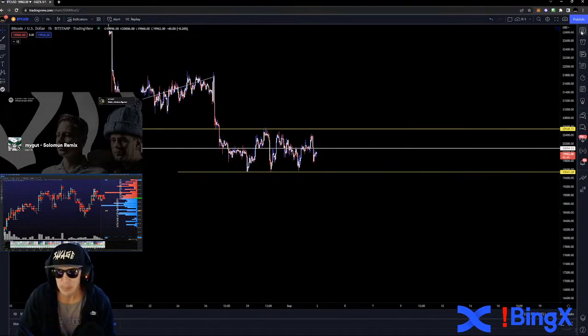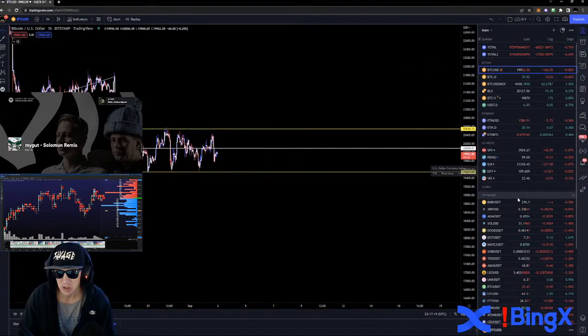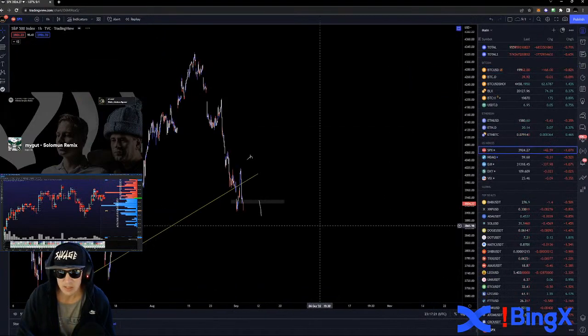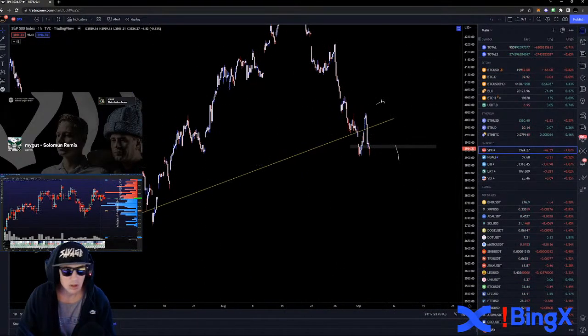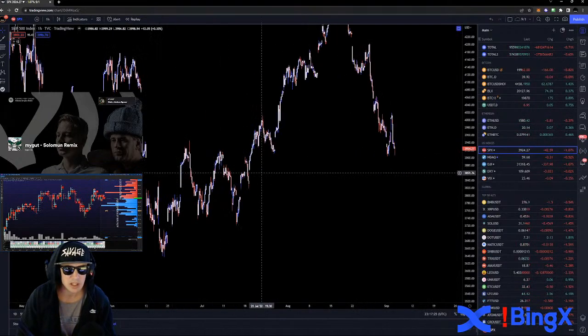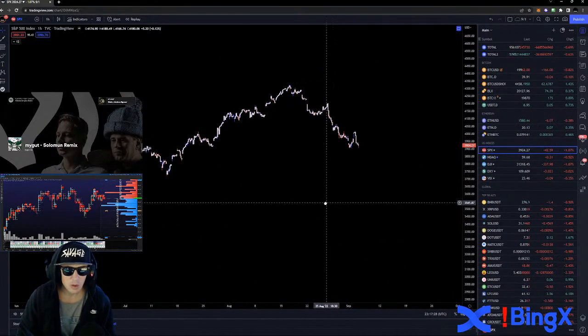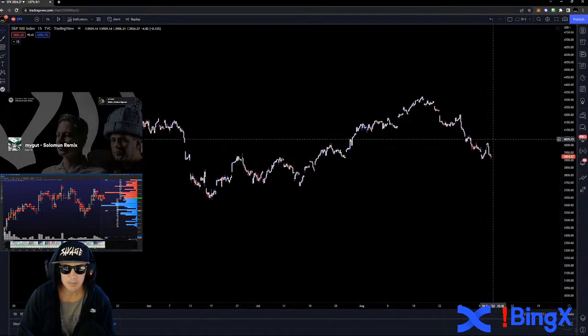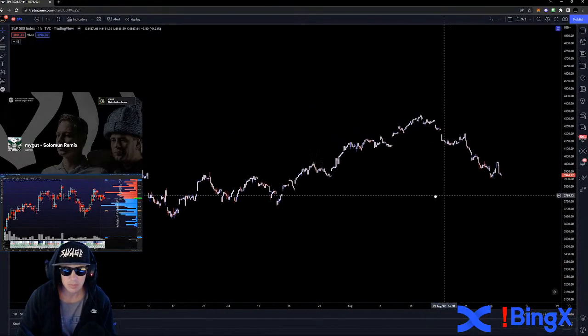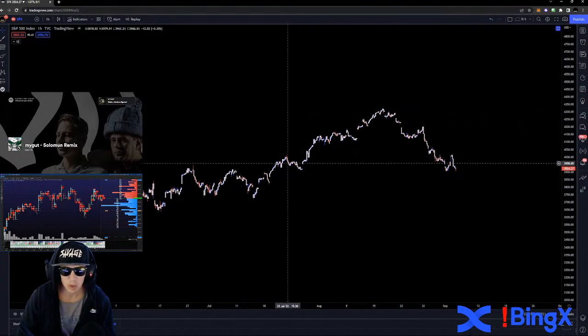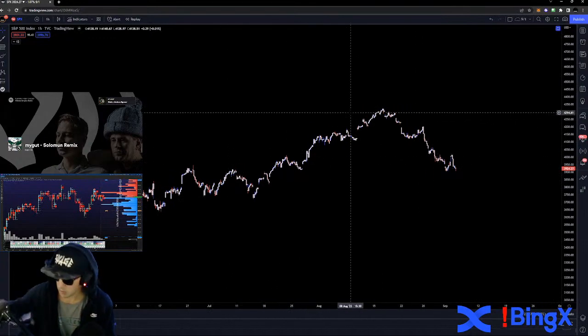What has happened is, and I talked about this earlier on stream, we'll go over here to the S&P. What has happened is, here's the S&P hourly. Okay, nice move up. We really had a nice move up. Beautiful move up.